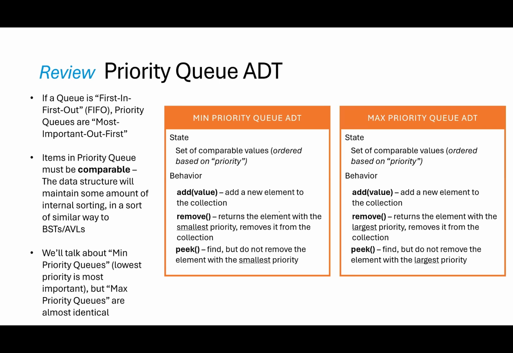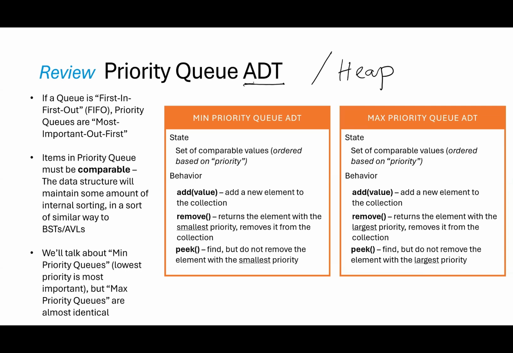Okay, so let's talk about a new data structure. This is priority queue or heap. And we will be talking about the abstract data structure because we are not going to talk about the implementation details. We'll just talk about the features and functions of this data structure.